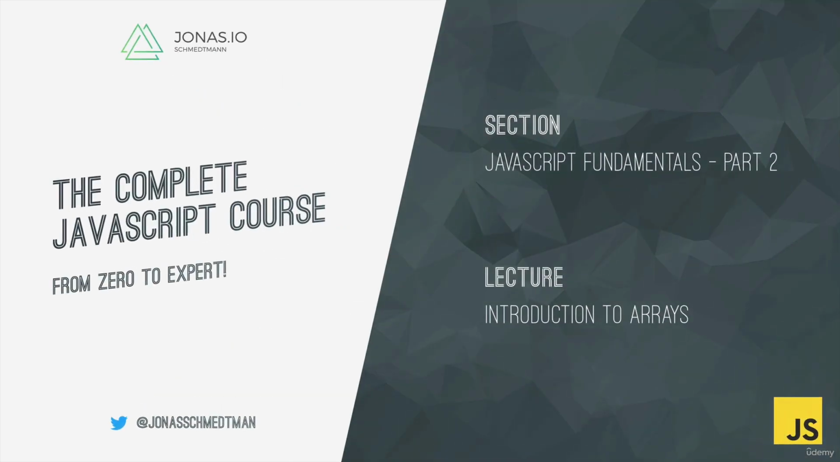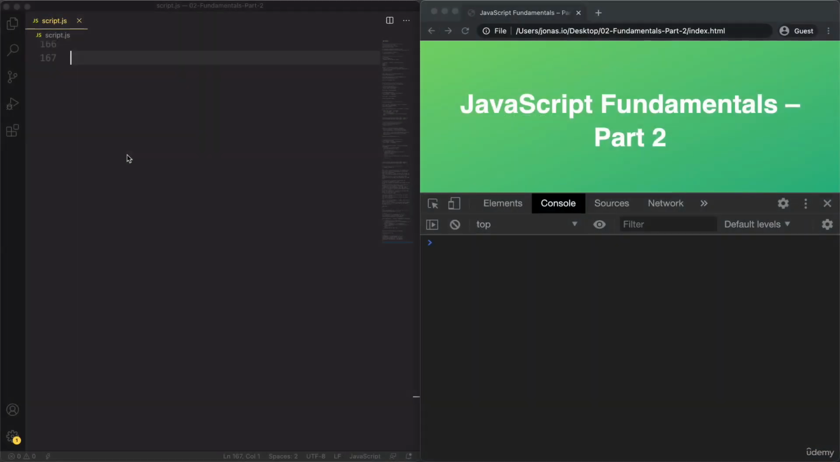Welcome back. Let's now talk about our first data structure, and that's going to be arrays. Let's say I wanted to store my friends' names in variables so that I could use them later in my program. And so with the knowledge that we have so far, this is how we would do it.